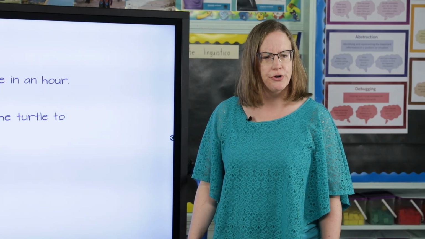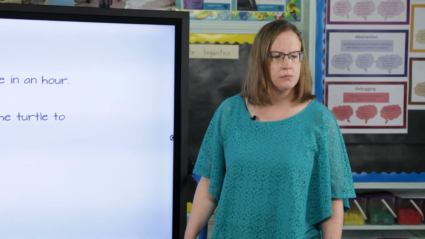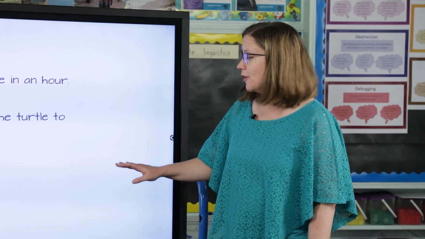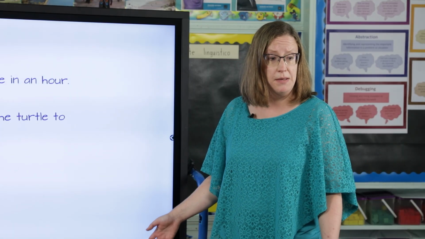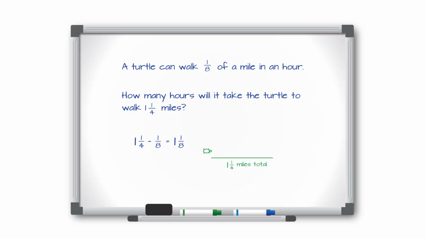What does it tell you about the turtle? Yeah, so it's how far he's walking in all, right? So how could we draw a picture of that? Maybe draw his path and then just label the length? I think that makes sense. All right, so what about that other number we're working with, that 1/8? What does that mean in the problem?